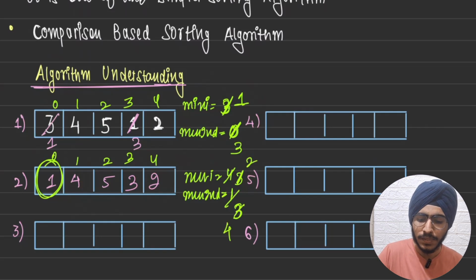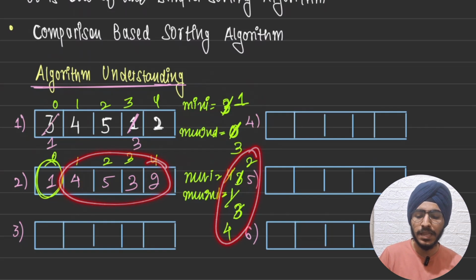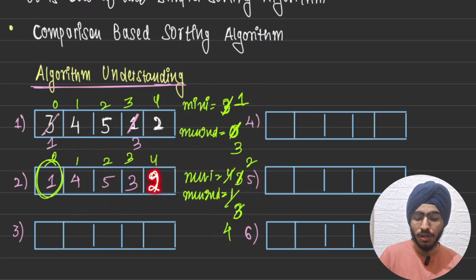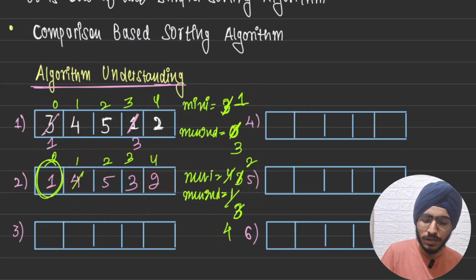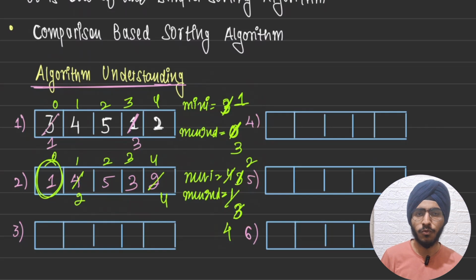So at final what we got? We got that out of this complete array, minimum is 2. That is at fourth index. So what we will do? We want it at first position. This is a 2. Let's swap. So what we will do? This will become 2 and this will become 4.